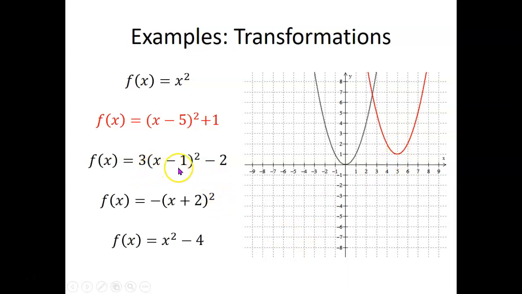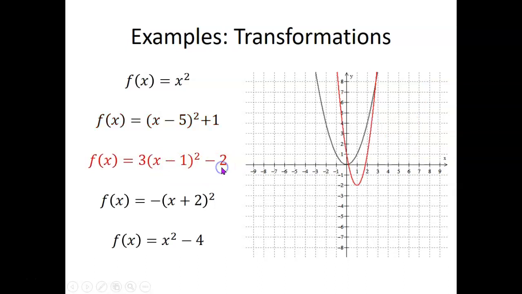What would 3 times (x minus 1) squared minus 2 look like if we started with the graph of x squared? Multiplying by 3 will stretch it, make it taller and narrower, kind of 3 times as narrow, and then shift it 1 space to the right and 2 spaces down. So it looks like this. Notice it is narrower, and the vertex that used to be at 0, 0 is now over here at 1, negative 2.